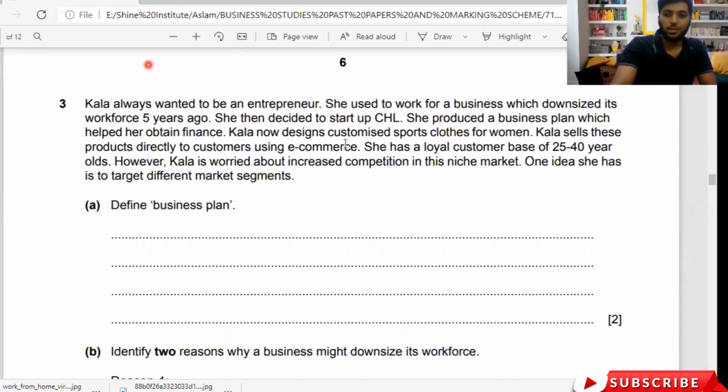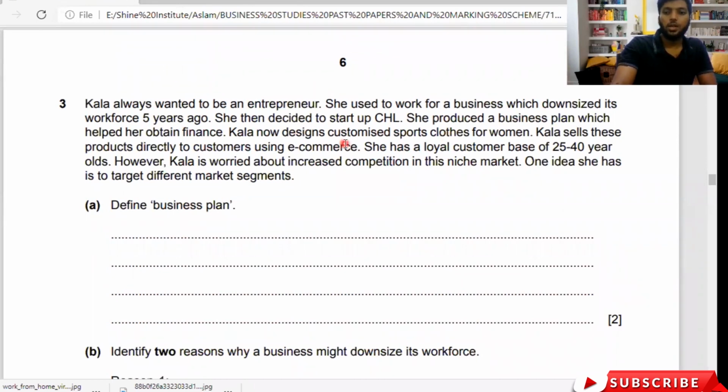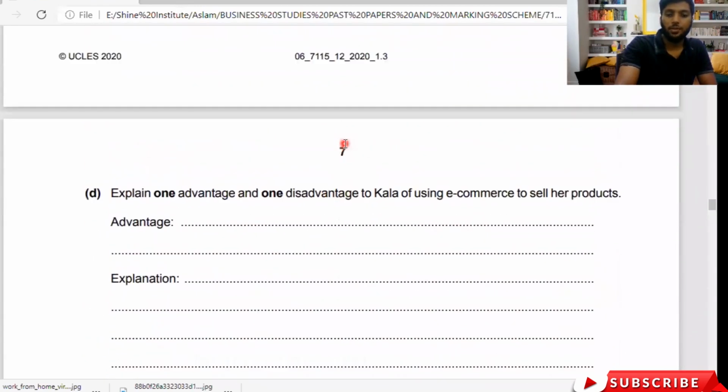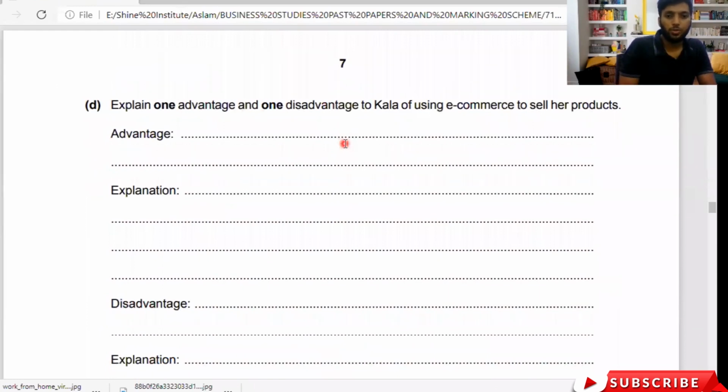So if you can sell customized sports clothes for women, what would happen to the business? Actually, selling customized sports clothes on the internet, what can it bring? It is very easy. People from any country can purchase the product at any time, and also it's very convenient for people to purchase the product.